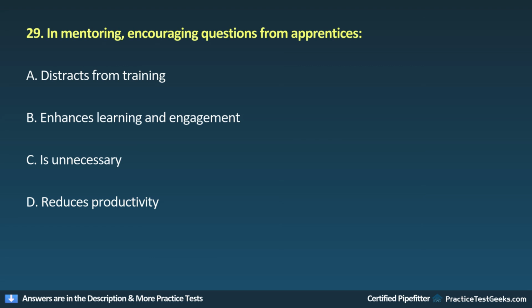29. In mentoring, encouraging questions from apprentices: A. Distracts from training. B. Enhances learning and engagement. C. Is unnecessary. D. Reduces productivity.